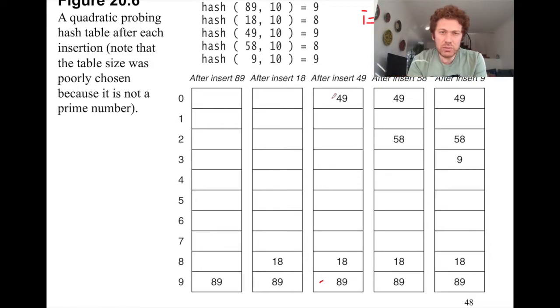Now it will be fun, I think. 58, I want to come here, not available, so i becomes 1. 1 squared means look 1 ahead, occupied, then i becomes 2.